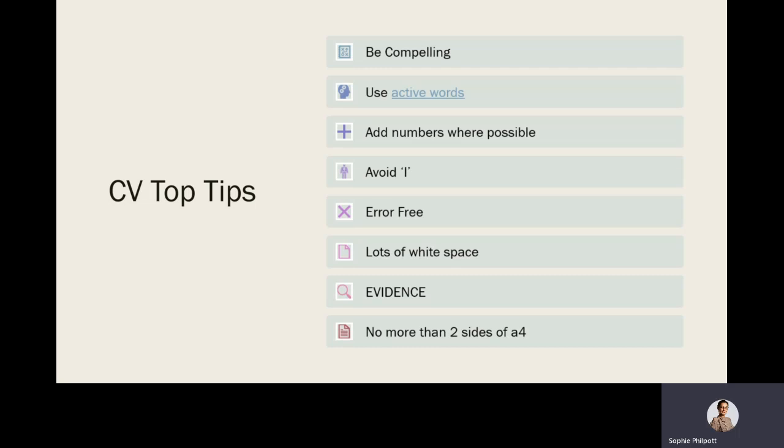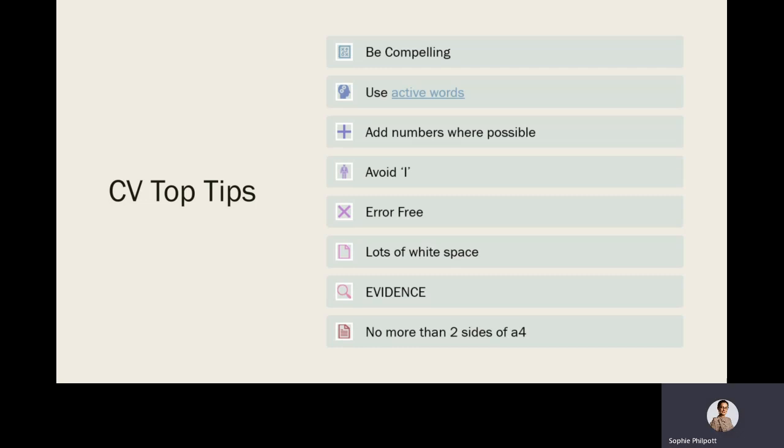Error-free is really important. Proofread your work. Get a careers advisor to proofread your work. Get a friend or a peer or somebody, a parent, to proofread your work. Some employers get thousands, and I mean thousands, of applications per job. One way to really quickly get rid of a load of applications is to lose those with spelling errors or grammatical errors. It shows a lack of attention to detail. So it's well worth spending the time proofreading your work.